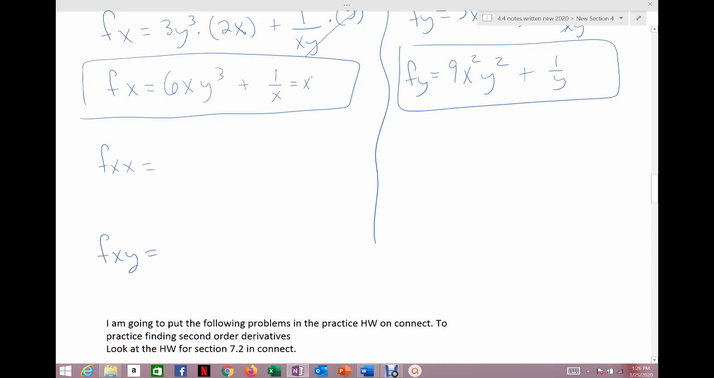Remember, I can rewrite that as x to the negative first. Same thing over here with the y. I could rewrite that as y to the negative first. And that's the easier form to take the derivative of. So keep that in mind when I'm taking the derivative.